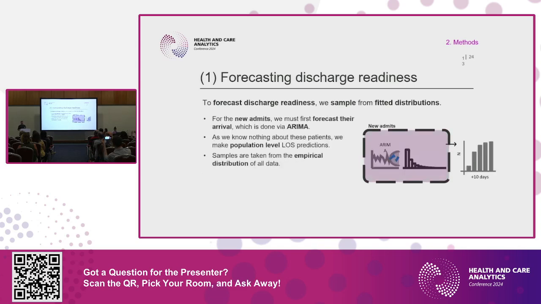When it comes to forecasting discharge readiness, for the new admissions, I must first forecast the new admissions. And I can achieve this with an ARIMA. It's a very off-the-shelf time series forecasting solution. And so I take those ARIMA-generated new admissions, I pour them into the simulation, and then I sample from a distribution to get their length of stay. I can't use personalized distributions in this case because it's a global population. I don't know anything about these. So I sample from the historical empirical distribution of all the lengths of stay I've seen in the calibration set.